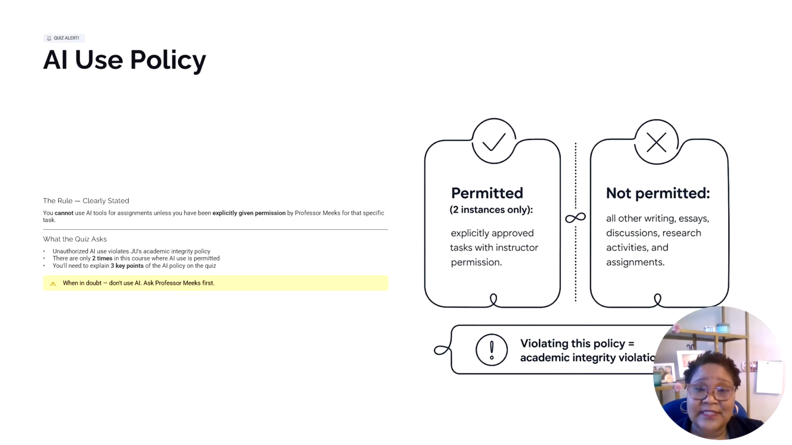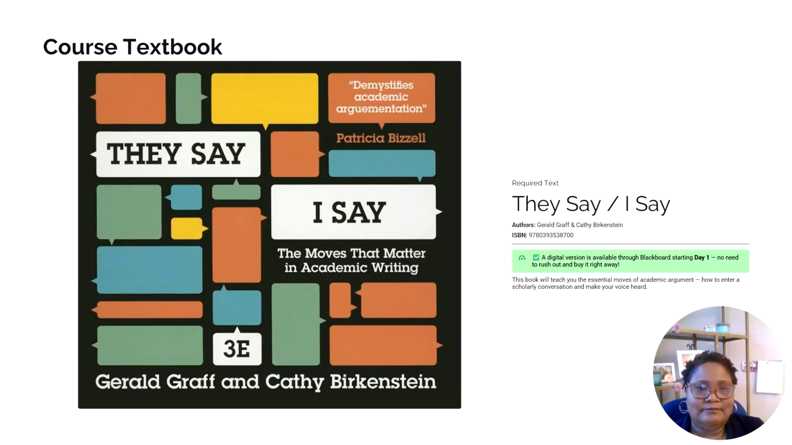Now, there are exactly 2 times in this course when I will allow you to use AI, and I will tell you clearly when these moments are, and it will be for an assignment. Outside of those 2 instances, AI is off limits. For the quiz, you'll need to be able to explain 3 key points from this policy in your own words. A good answer would be something like, AI is not allowed unless permission is given, unauthorized use will violate academic integrity, and there are only 2 permitted uses in this course.